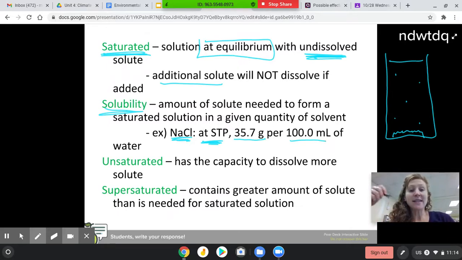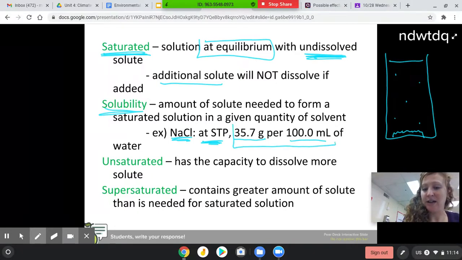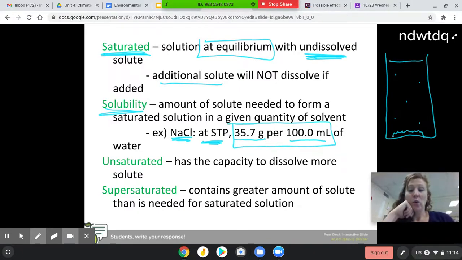So how is solubility communicated? Take a minute, think about this term right here that I am boxing. What is that? You can type it into Pear Deck if you want to.